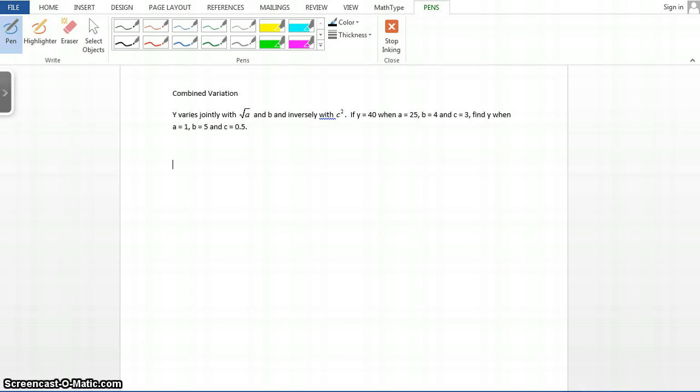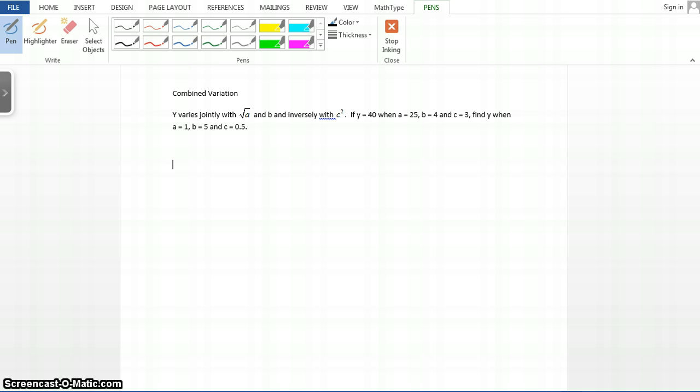Okay, here's an example of combined variation. This one says y varies jointly with the square root of a and b, and inversely with c squared. If y is 40 when a is 25, b is 4, and c is 3, the question is find y when a is 1, b is 5, and c is 1 half.